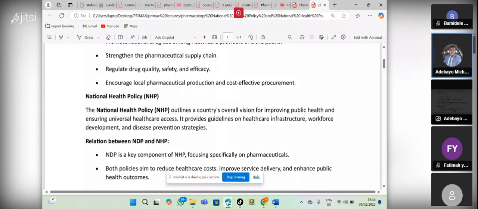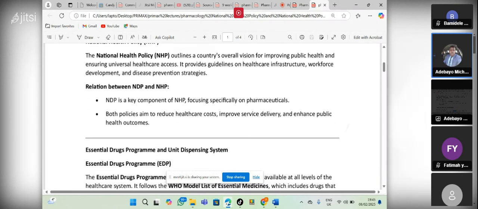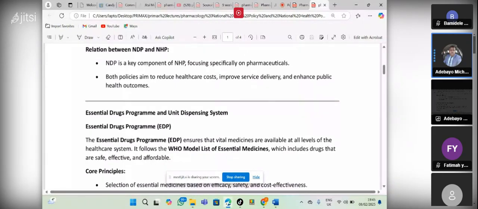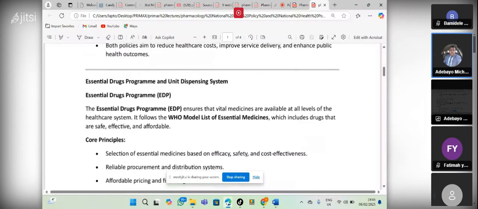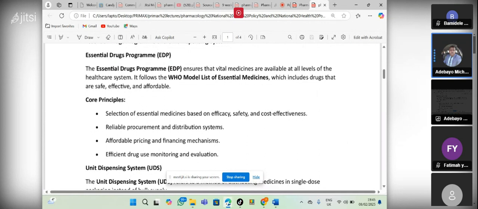All right, so national health policy. National drug policy, let us just know that it is like an arm of national health policy, right? Let's take it like that. So let's quickly go to essential drug program and unit dispensing system. The essential drug program ensures that vital medicines are available at all levels of the healthcare system. It follows the WHO model list of essential medicines, which includes drugs that are safe, effective, and affordable. Like we just said the other time, the main goal of national policy is to provide safe drugs, and make sure that the drug is available, and that it is affordable.